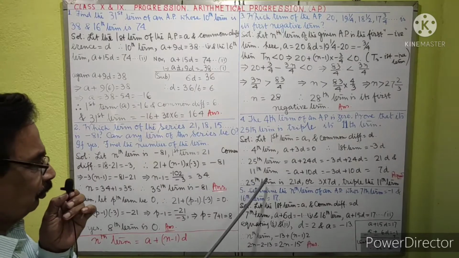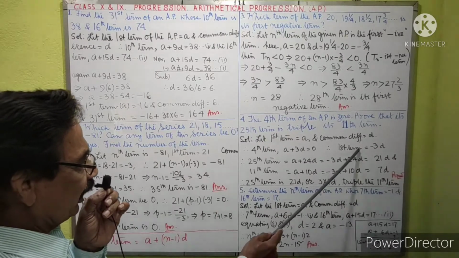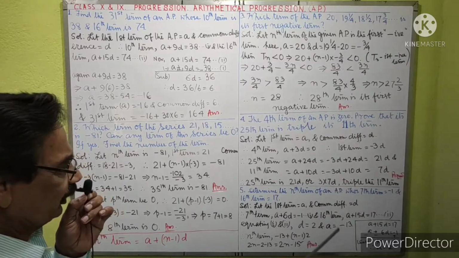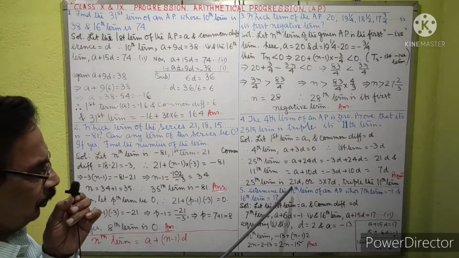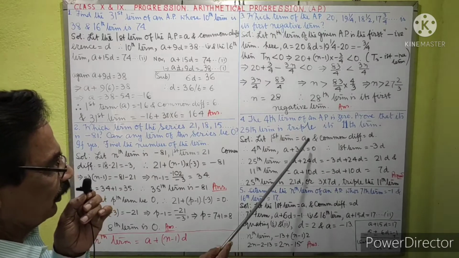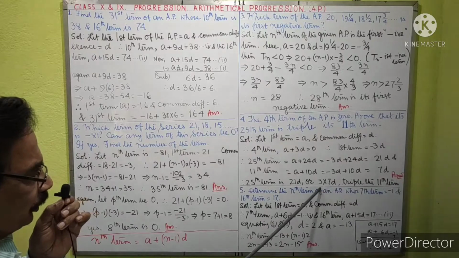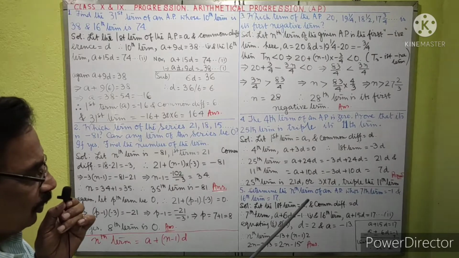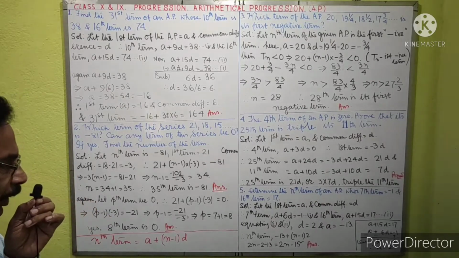Therefore the 11th term is A plus 10D, and with A equal to minus 3D, that is minus 3D plus 10D, that is 7D. Then the 25th term is 21D, which is 3 into 7D, that is triple the 11th term. So 7D into 3 is the 25th term. The 25th term is thrice the 11th term. It is now proved.